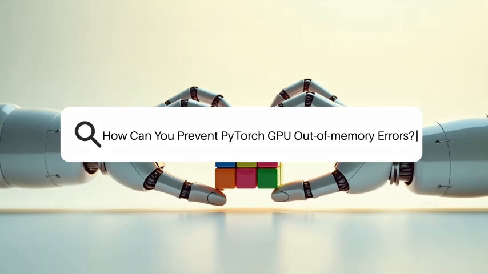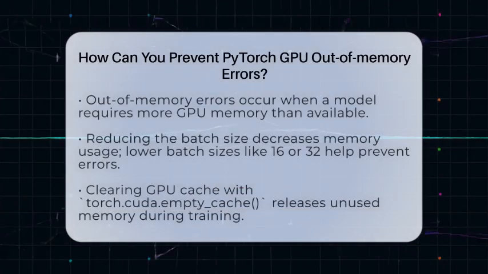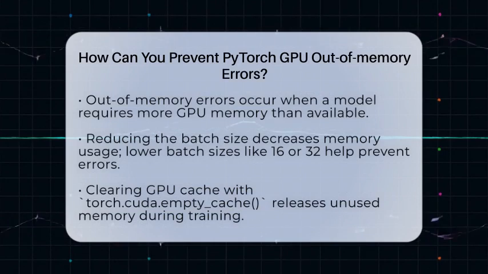How can you prevent PyTorch GPU out-of-memory errors? Imagine trying to fit a large puzzle into a tiny box. If the pieces are too many or too big, they won't all fit. That's what happens when your model needs more GPU memory than available. PyTorch is a popular tool for building machine learning models, but running out of GPU memory can stop your work in its tracks. Luckily, there are ways to keep that from happening.